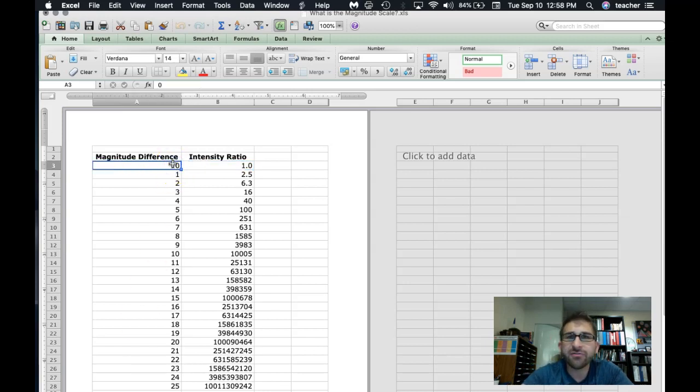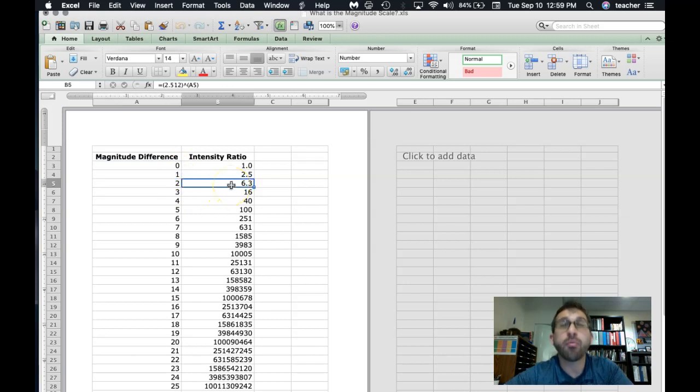So for a magnitude difference of 1, you'll notice that the intensity ratio actually jumps by 2.5. So we go from 1 to 2.5. If we have a magnitude difference of 2, however, from 0 to 2, that actually is a difference of 6.3 times brighter. So the difference in magnitude is not a linear scale.